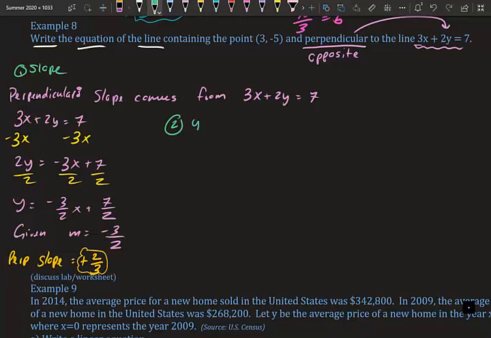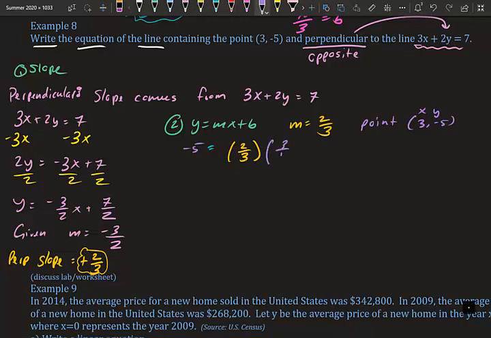Our second step is y equals mx plus b. We're going to use our slope of 2/3. And remember, we use our point. So the point they gave us was 3, negative 5. So we have negative 5 equals m, which is 2/3, times x, which is 3. Since we're by a fraction, I'm going to put 3 over 1, plus b.